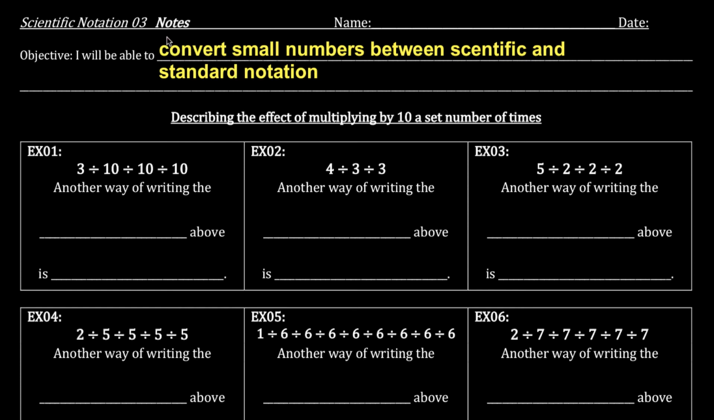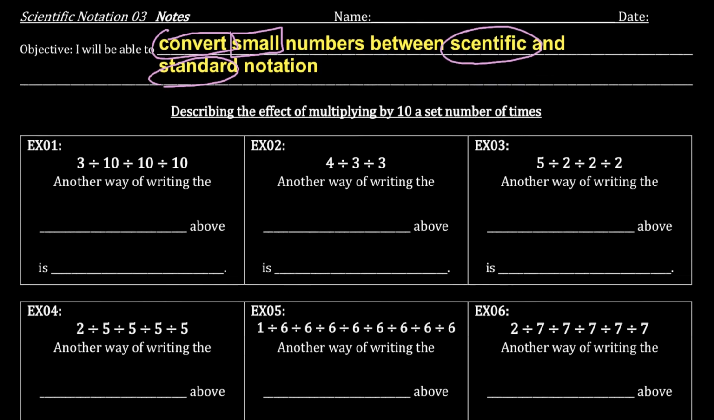In this lesson, we are going to convert small numbers between scientific and standard notation. So basically, instead of writing really big numbers in scientific notation, we're going to write really small numbers.